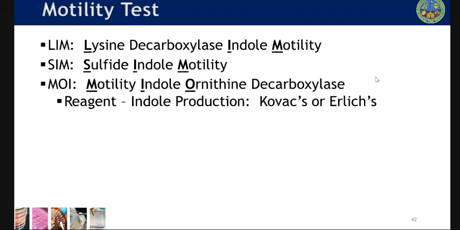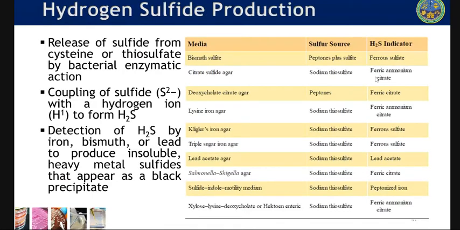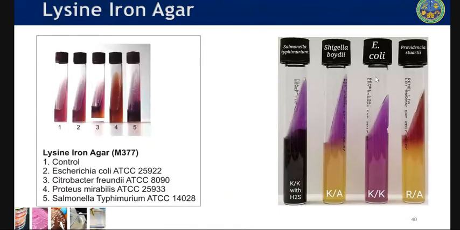Decarboxylation, again: the deamination happens in the slant area, decarboxylation happens in the butt area. So anaerobic, aerobic. Okay. Now, if the deamination is positive, there will be a change in color from purple to red. While for decarboxylation, there should not be a change in color.